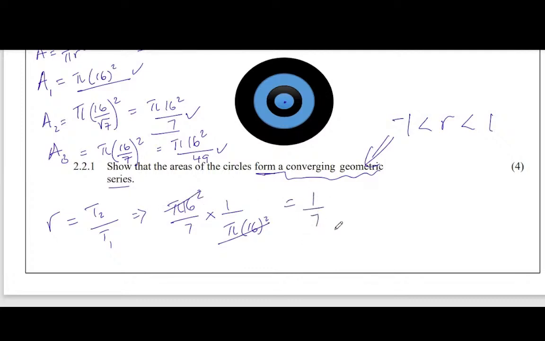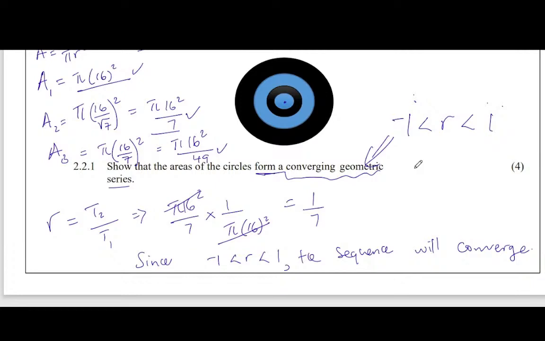Now we know that 1 over 7, when you change it to a decimal, is 0.142 something, which is in between this condition. So we can draw a conclusion that since -1 < r < 1, the sequence converges, or will converge, since the common ratio is between that interval.